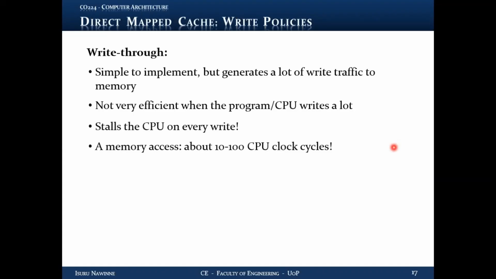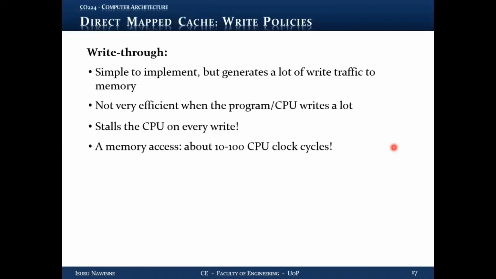And the other thing is, every time you send a write to the memory, you have to stall the CPU. You have to wait until the memory completes the write operation, and only then can you let the CPU resume operation. So a memory access like that is about 10 to 100 CPU cycles. It can be between 10 to 100 or sometimes even more, based on various factors, based on the design of the memory, based on the communication architecture, the bus arbitration and all that. So usually around 10 to 100 CPU clock cycles.